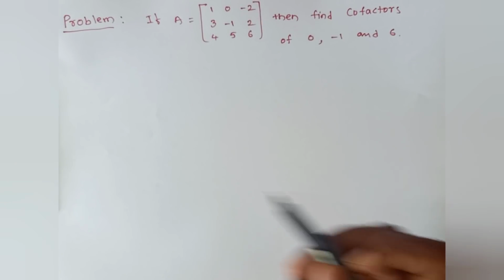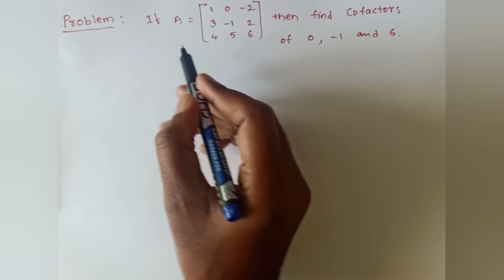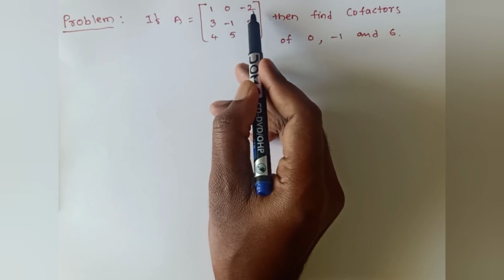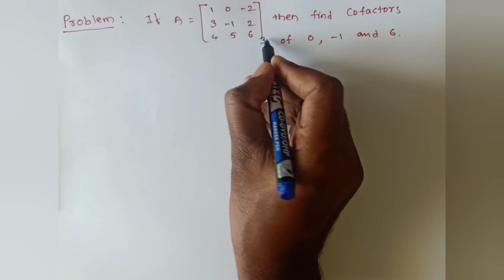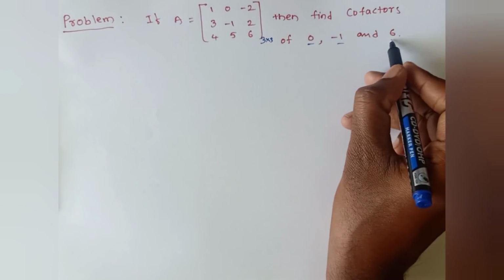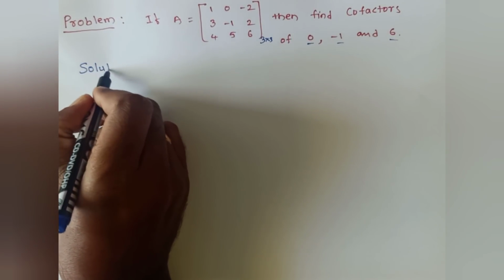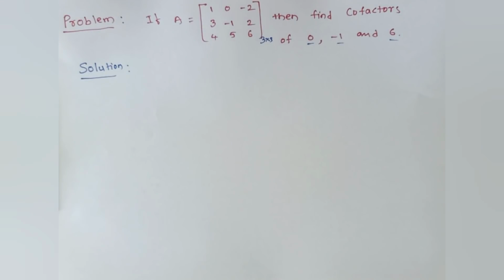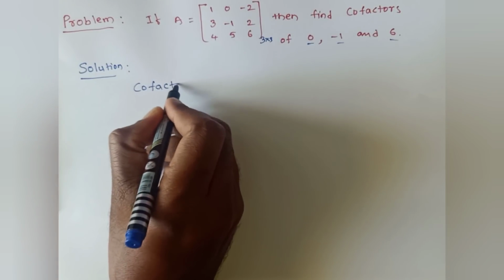Let's see one problem regarding the cofactors. How to evaluate the cofactors? The given matrix A is 1 0 minus 2, 3 minus 1 2, 4 5 6. It is a 3 by 3 matrix. Then find the cofactors of 0, minus 1 and 6. See the solution. You know the definition of cofactor. So first find the cofactor of 0.